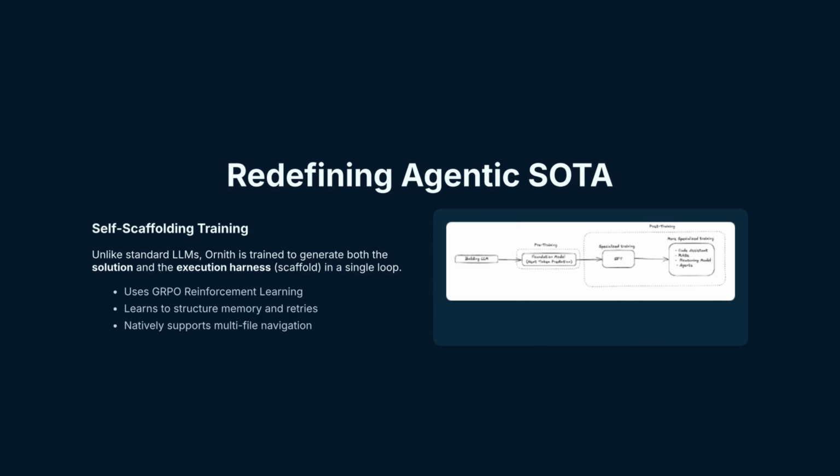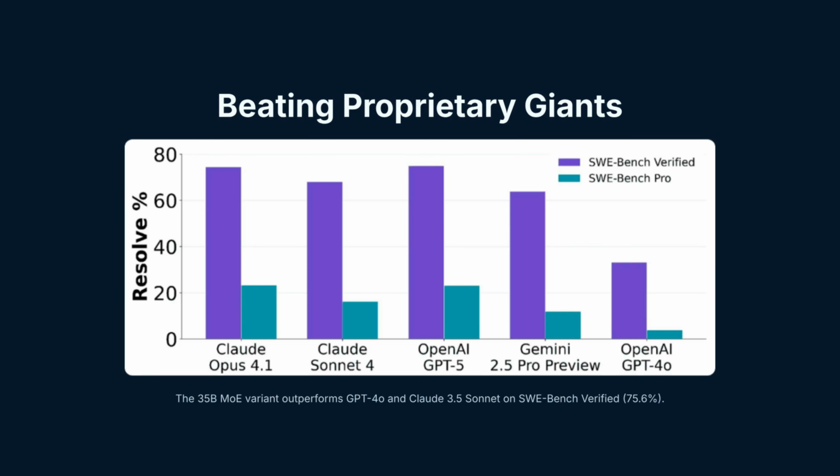Unlike standard models, it generates both a solution and its own execution harness in a single loop, using GRPO Reinforcement Learning to improve memory and multi-file navigation. As you can see, the 35B-MoE variant of Ornith consistently outperforms proprietary giants like GPT-4o and Claude 3.5 Sonnet on the SWE-Bench Verified benchmark, reaching a 75.6% resolve rate.